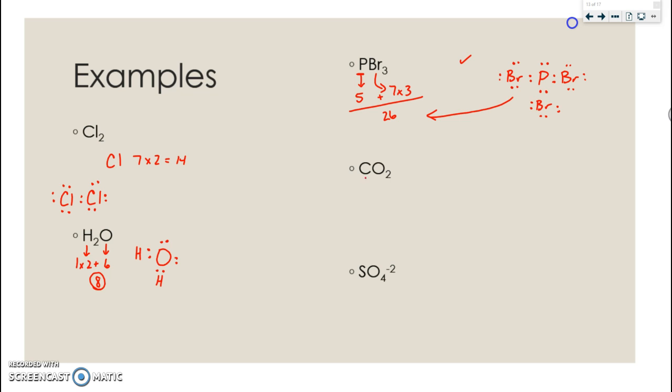Carbon dioxide. Carbon has 4. Oxygen has 6 times 2 for a total of 16. So we're going to draw our carbon and fill its octet.